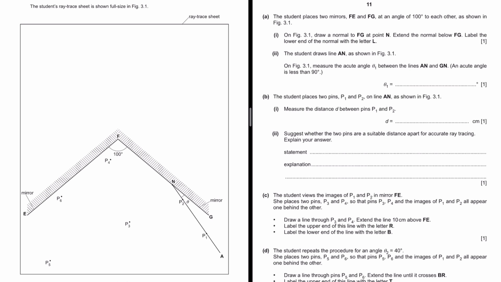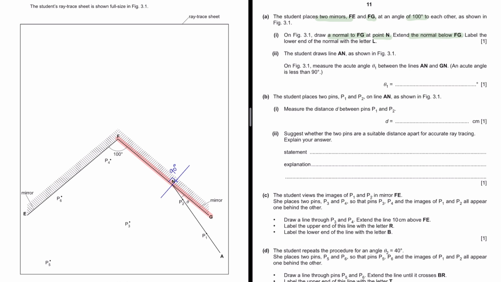I'm just going to place the question by the side of the ray trace sheet so that it will be easy for us to answer. Question A. The student places two mirrors FE and FG at an angle of 100 degrees to each other, as shown in figure 3.1. Part 1. On figure 3.1, draw a normal to FG at point N.